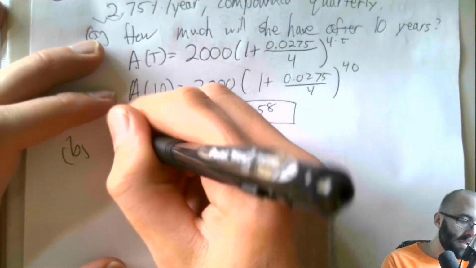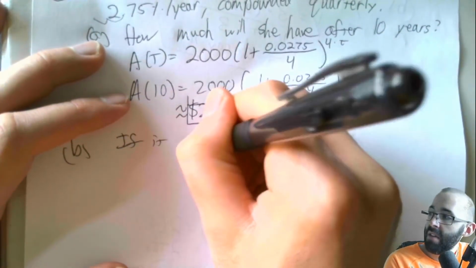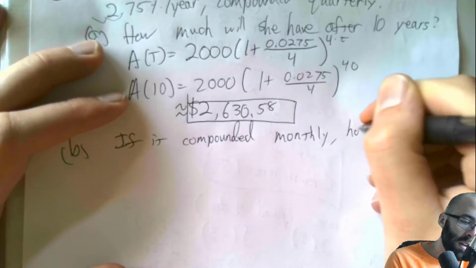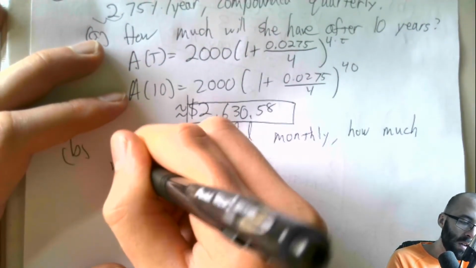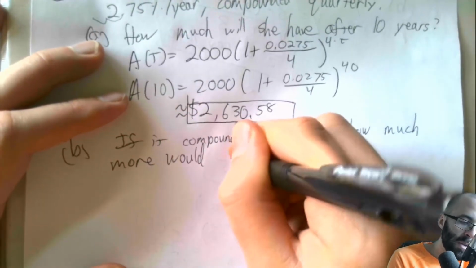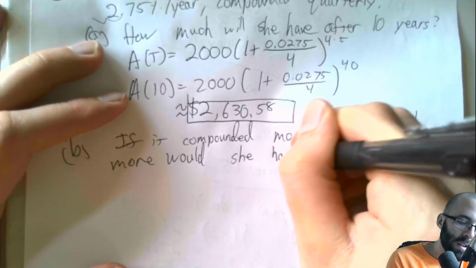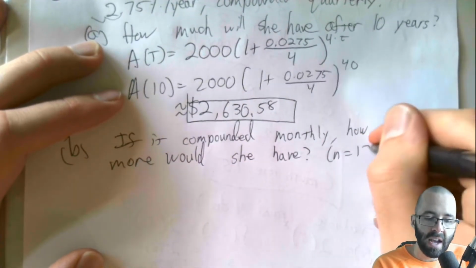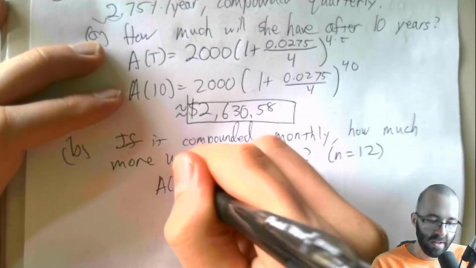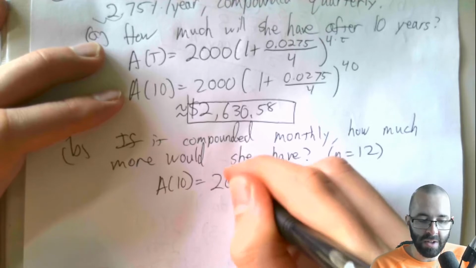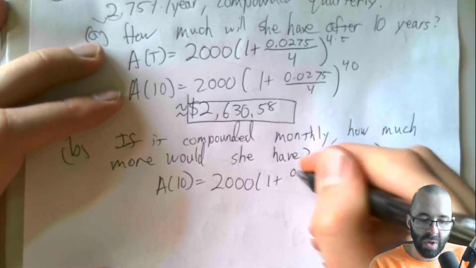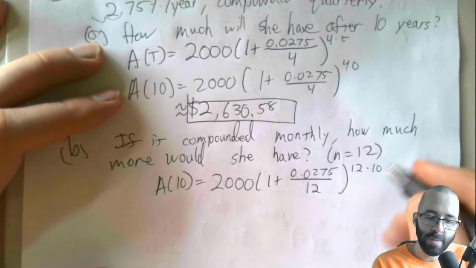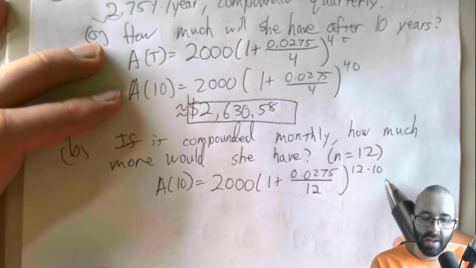If it compounded monthly instead of quarterly, how much more would she make or have? So we're going to do something very similar, but instead of n being 4, n is going to be 12. It's going every month. So A of 10 will still be 2,000. We're still investing 2,000. We have the same interest rate, but now n is 12. So our exponent's not 40 anymore. Our exponent's 120.